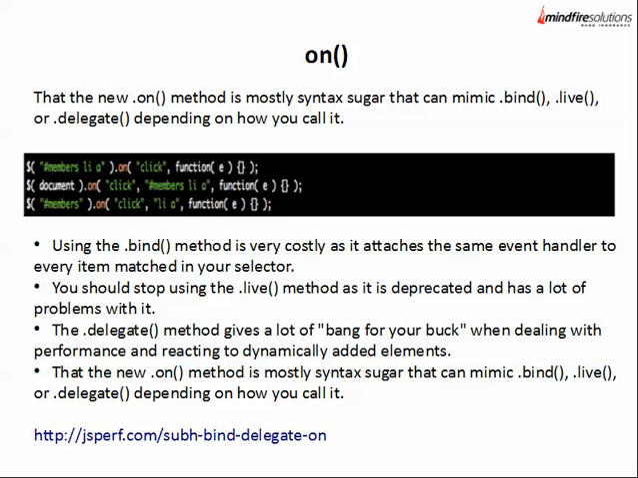So the first one, you see, is member LI a on click. The first one is not going to work if you create the same element dynamically. But in the second one you see document on click member LI a. This is the difference. Here first comes my event, then the element selector, and then the callback. This way you will have event delegation. So delegate and on have just a little bit of coding syntax difference. Other than that, both are the same.